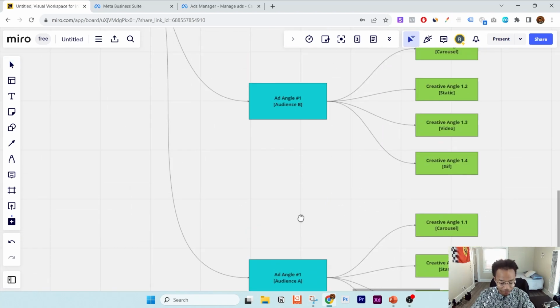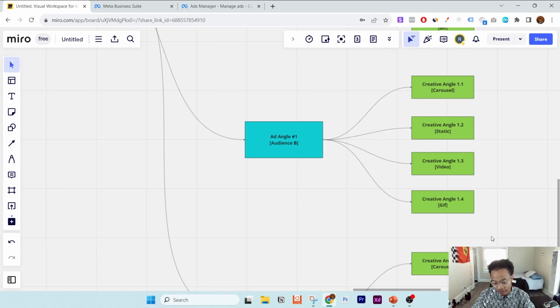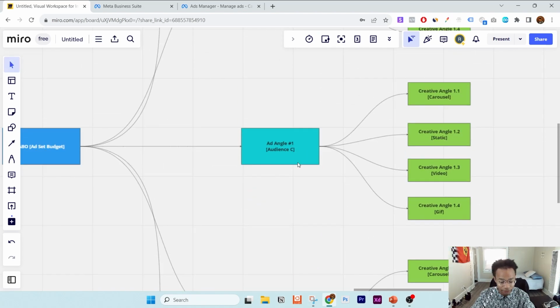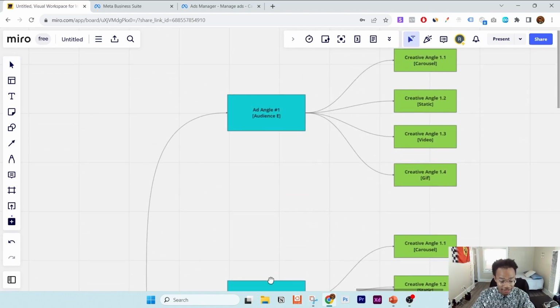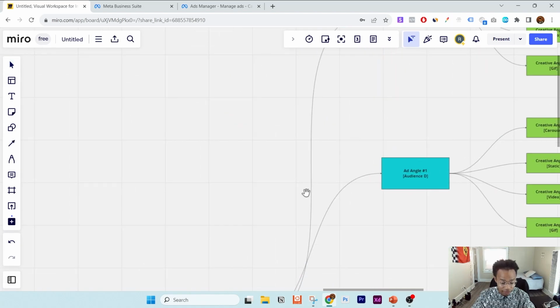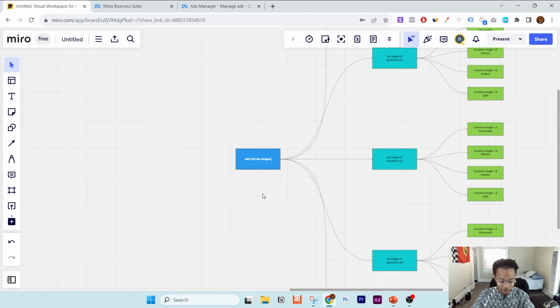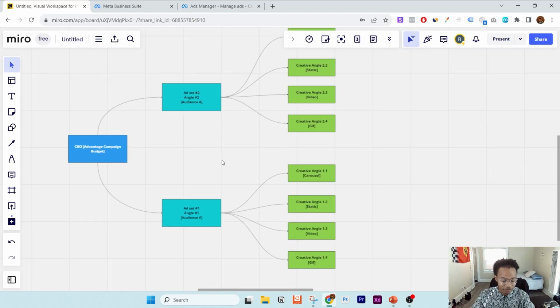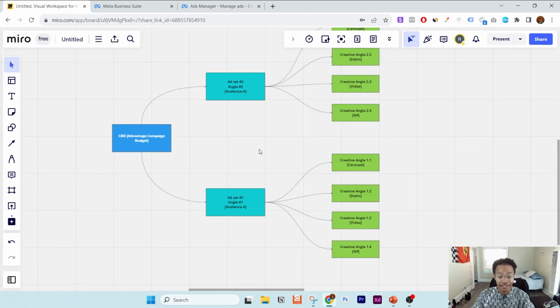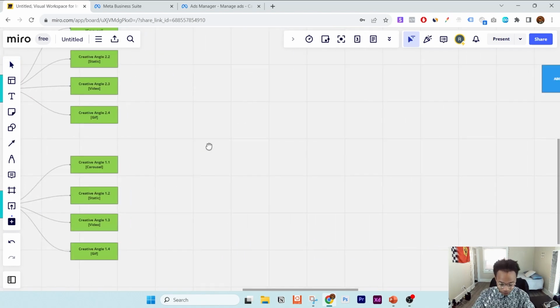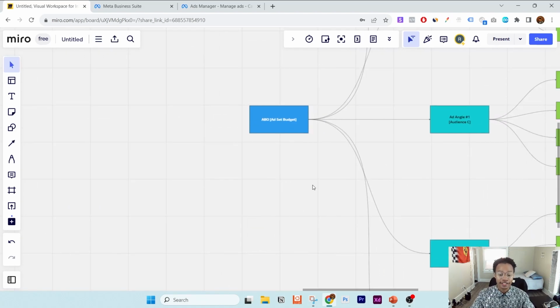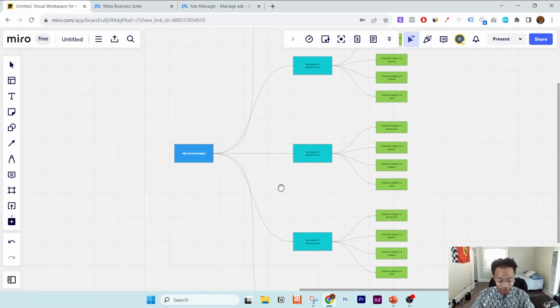So we have audience A right here. We have audience B, keeping the same creative angles and the ad angle. Audience C, audience D, audience E. This is going to be an ABO, which means that each ad set is going to get an equal amount of spend, as compared to the CBO, where Facebook allocates more budget to the ad set that it thinks will perform better. So this is the difference between ad set budget and, of course, CBO.